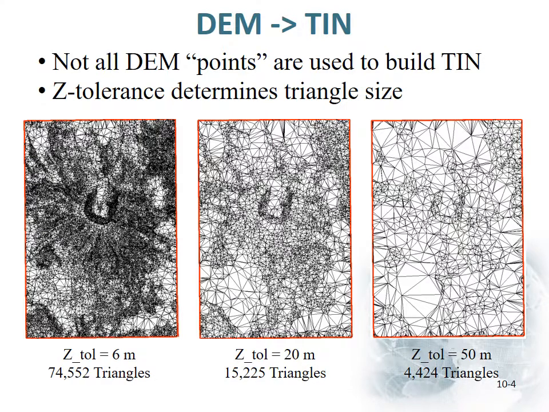The one on the far left with a Z tolerance of 6 meters gives us something that's a much closer approximation to the actual landscape configuration than the ones in the middle and to the far right. And so that Z tolerance is a threshold that's very critical in not only the complexity of the tin itself, but how well it's going to model the landscape.